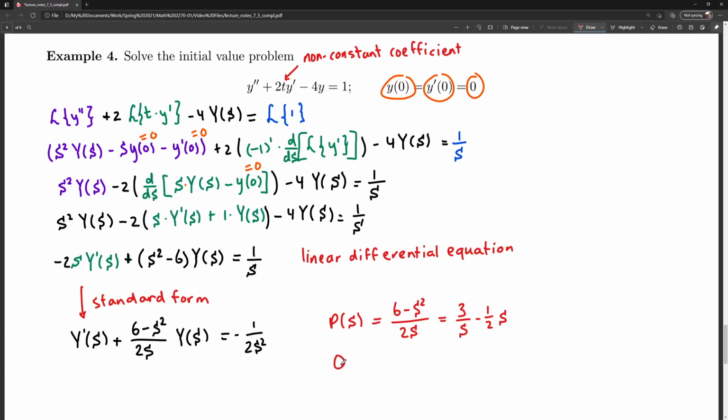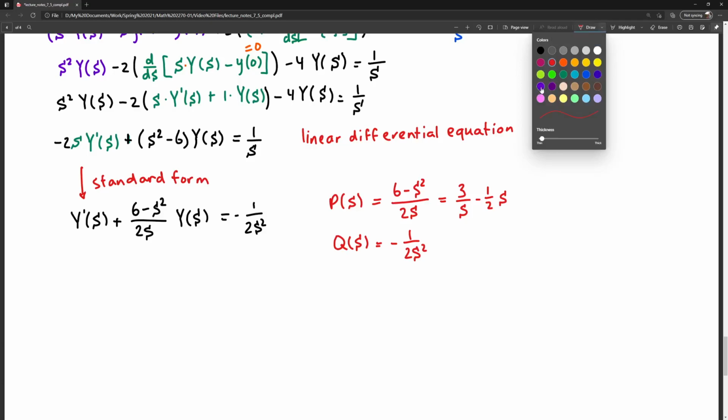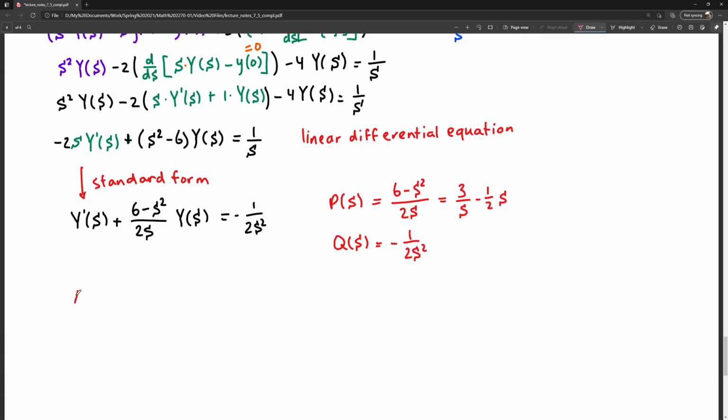And then we also have q of s, and q of s is equal to negative 1 over 2s squared. And if you recall, to solve that linear differential equation, we have to find the integrating factor. So the integrating factor mu of t is e to the power of the antiderivative of p of s.